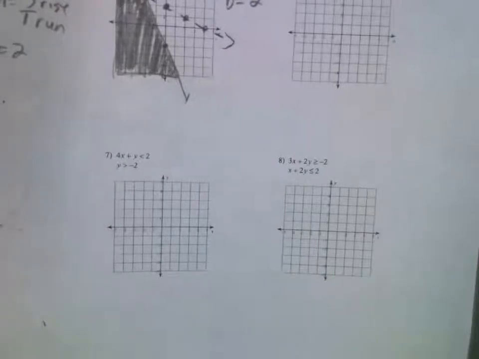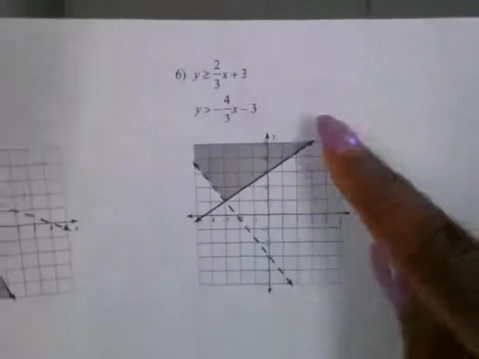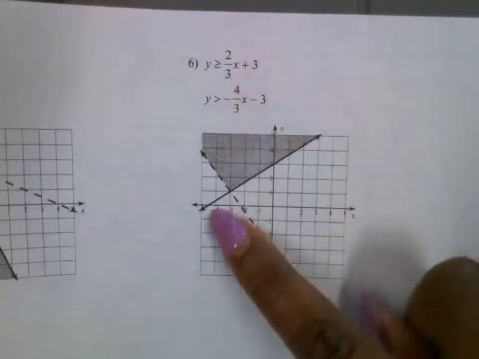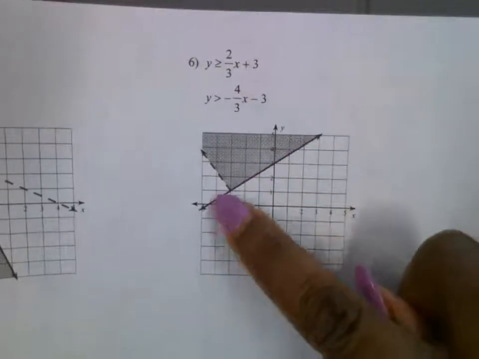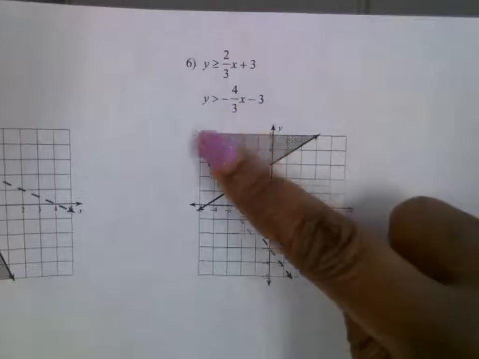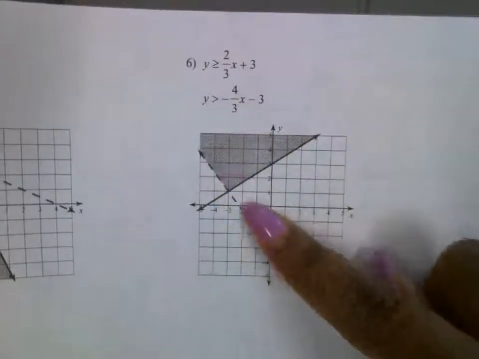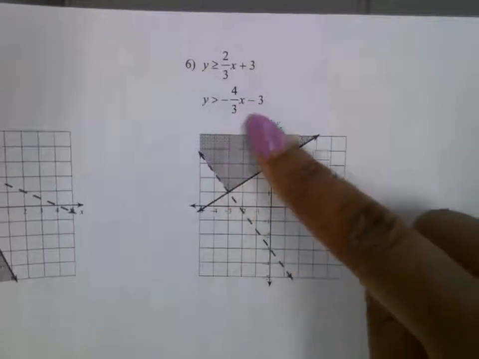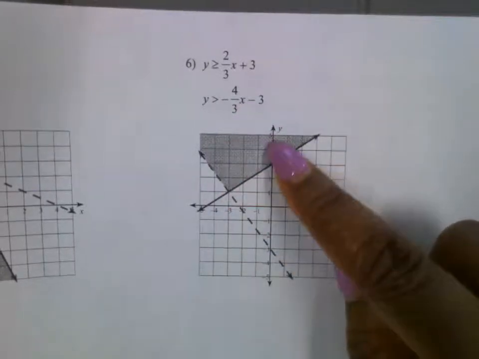All right, so this is what it should look like, okay? So number 6 should look like this. This is the equation right here. And you should have drawn the line above it. This is the dash line. This is the second one. This is the dash line. And it should have been above. It's greater than. This is the overlapping region. Only shade the overlapping region.